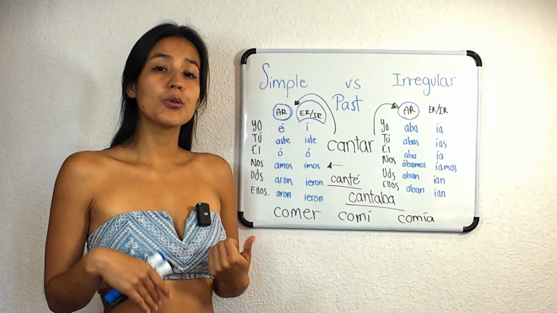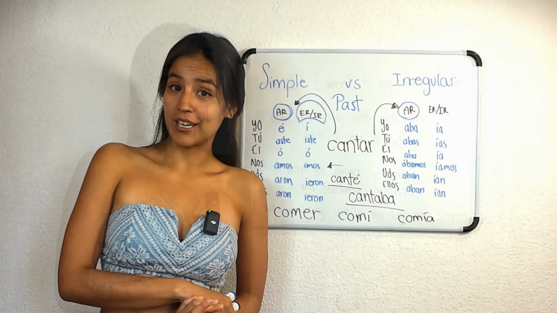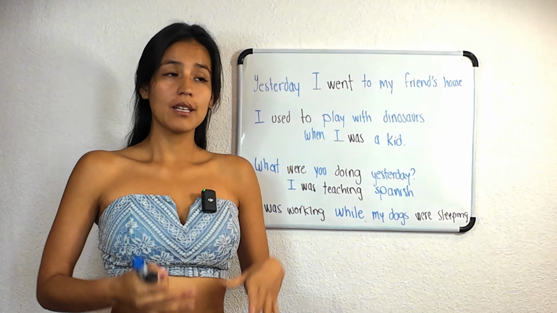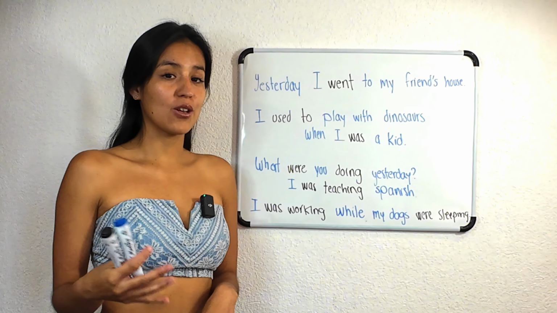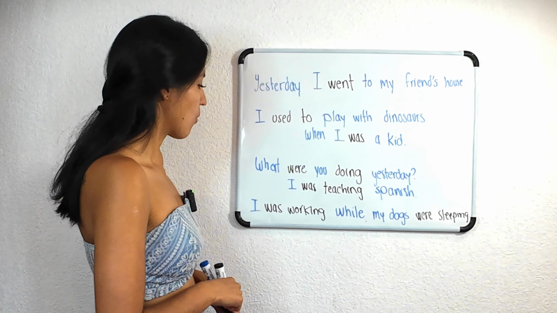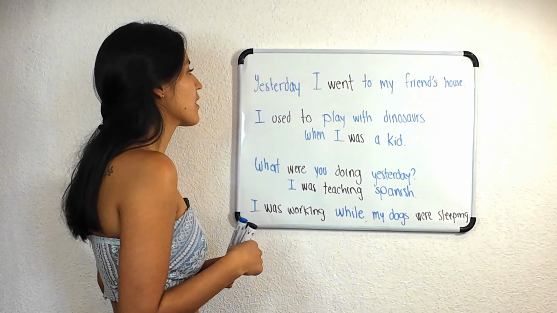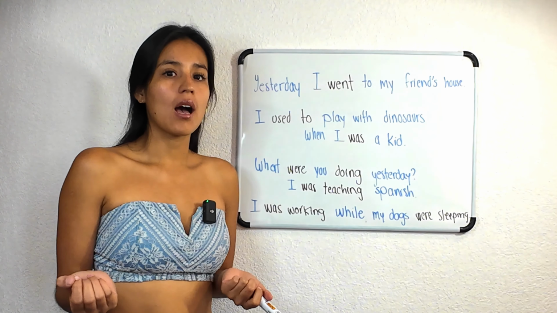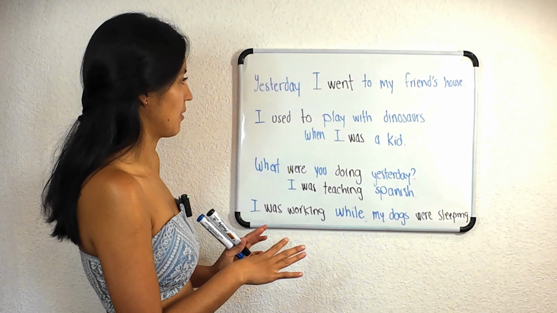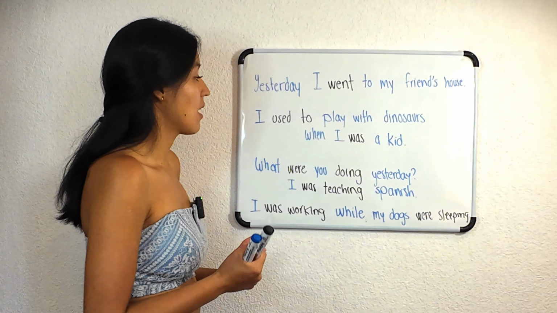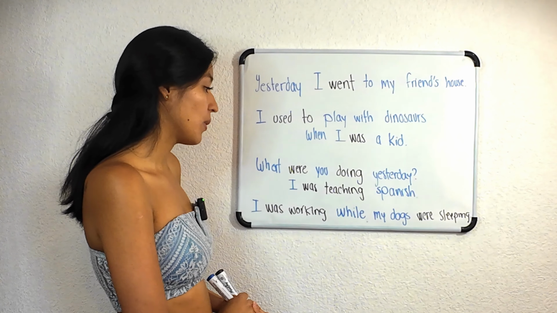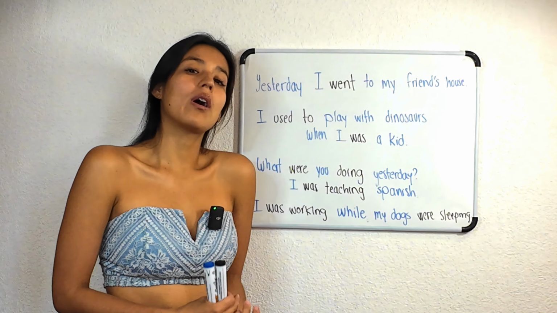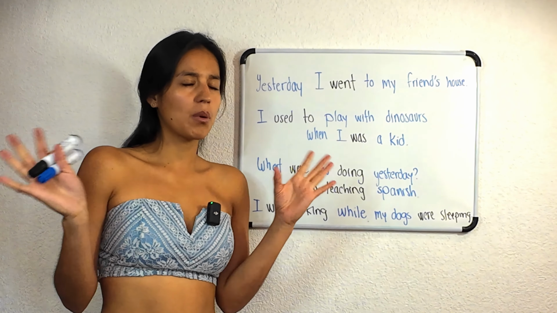Now I'm going to teach you when to use one instead of the other. Are you ready? Okay, well, I'm going to teach you when to use one instead of the other with really easy examples, okay? You're going to say, but they're in English. Yes, because I need you to understand. So, I want you to think for a minute, what's the difference between these four examples right in past, okay? So think about it. Yesterday, I went to my friend's house. I used to play with dinosaurs when I was a kid. What were you doing yesterday? I was teaching Spanish. And I was working while my dogs were sleeping. So think about it for a minute.